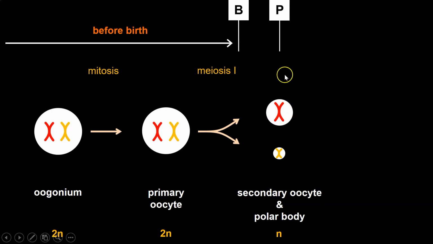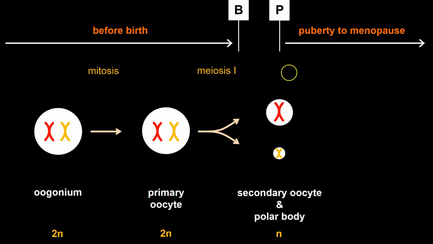Okay, so we're now at puberty, and the next steps are going to happen to the woman from puberty all the way until menopause. And menopause is the point where she has used up all of the primary oocytes that were given to her or that were created in the womb. So unlike spermatogenesis, with oogenesis, she doesn't get any more.